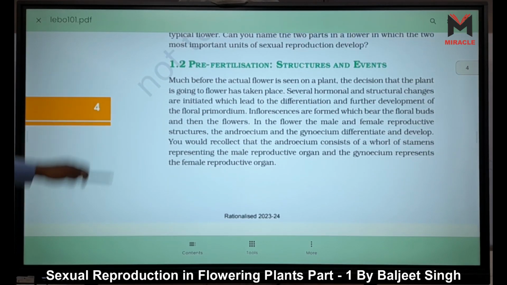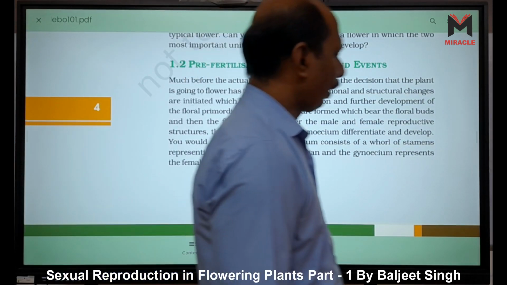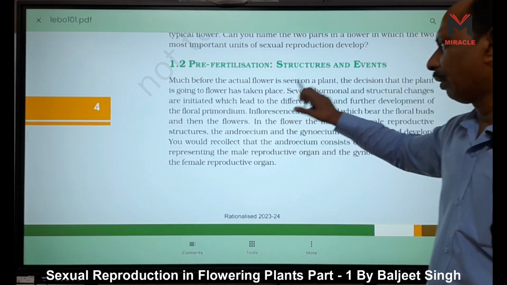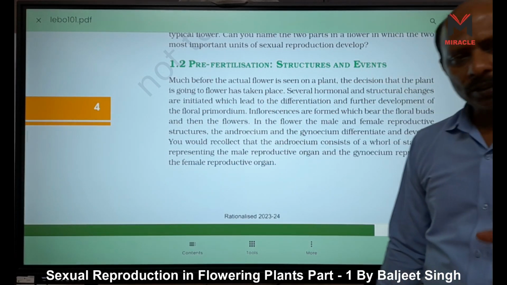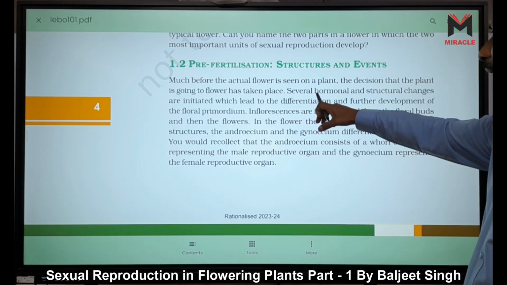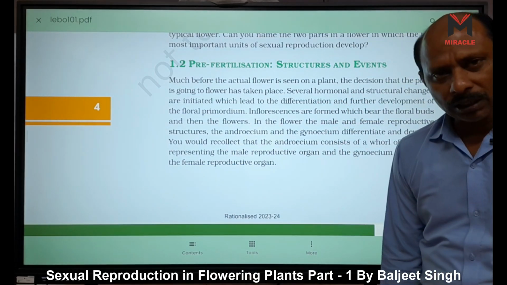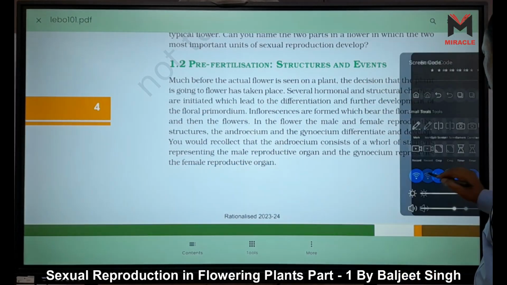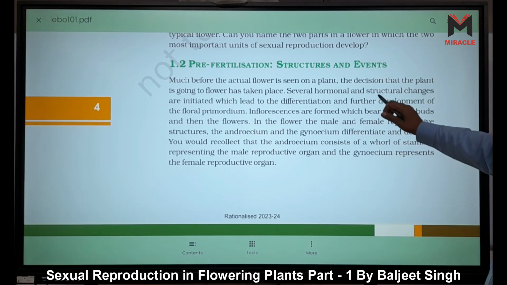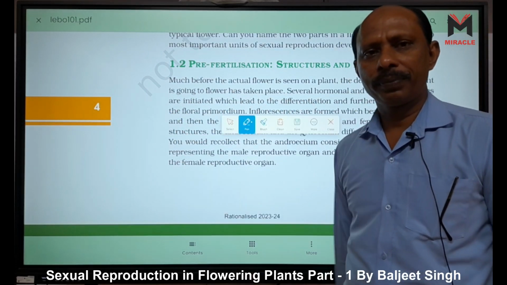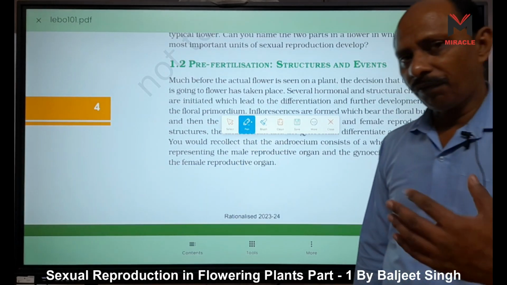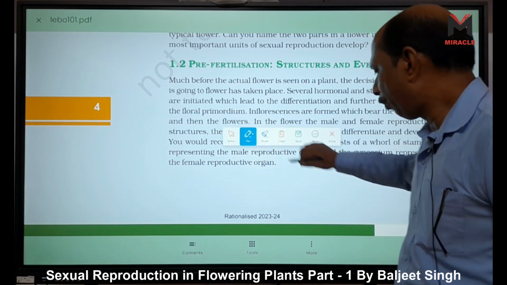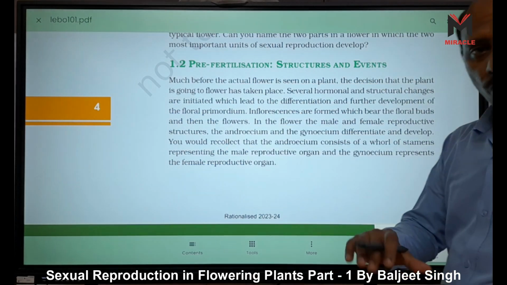Pre-fertilization structure and events. Much before the actual flower is seen on a plant, the decision that the plant is going to flower has taken place. Decision is taken by which? The plant itself. Several hormones, these hormones are called florigens, right? Several hormones and structural changes are initiated. Structural changes also, because here leaf primordia is converted into floral primordia, right?